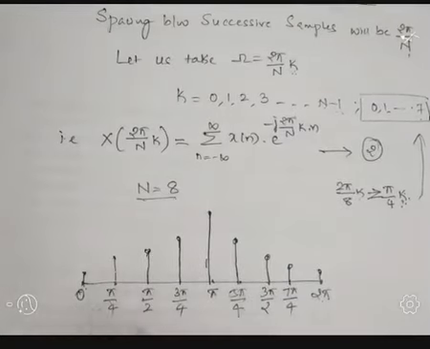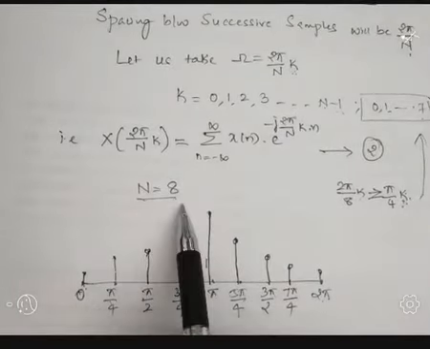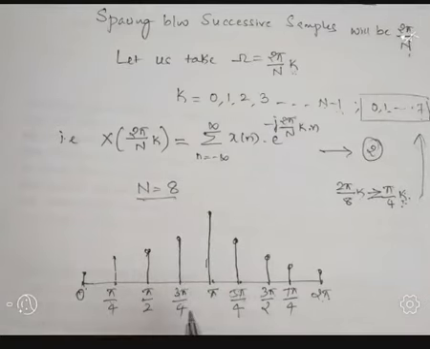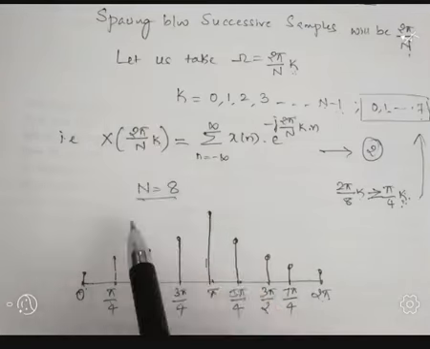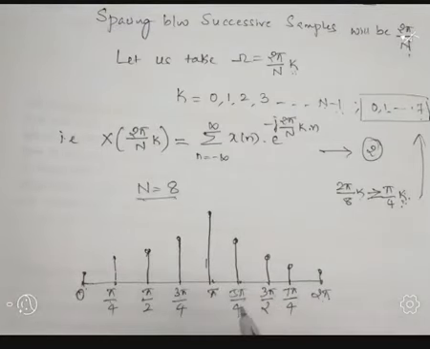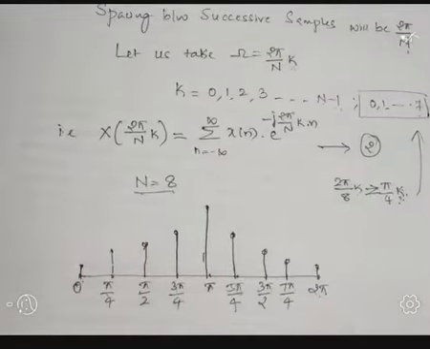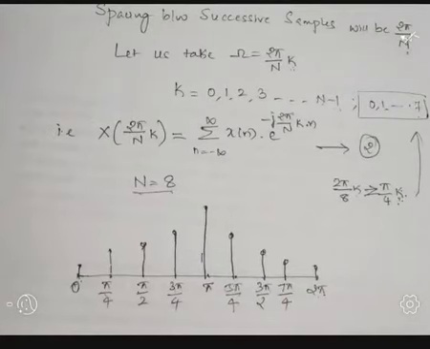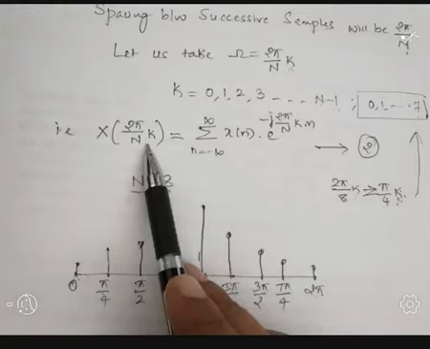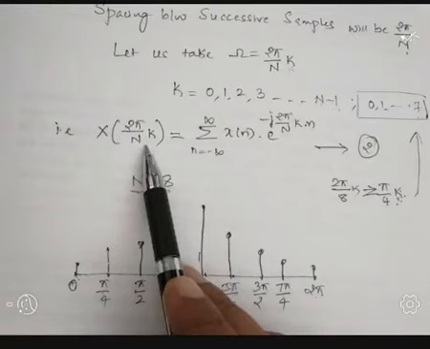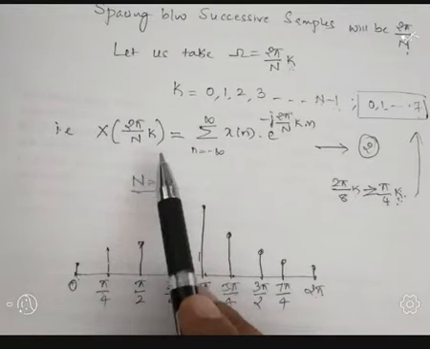So spectrum, continuous spectrum, we sample by 8 samples. This is the case. This figure shows frequency domain sampling of the spectrum X of omega. Here the value of k is an index for these samples, and X of omega is calculated only at discrete values.